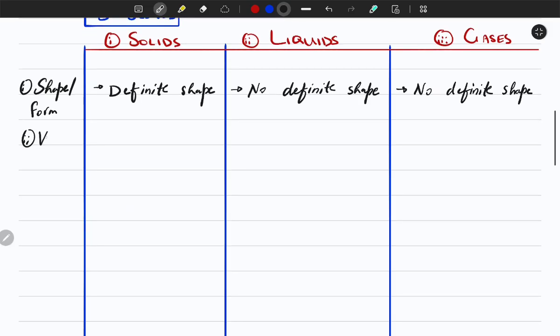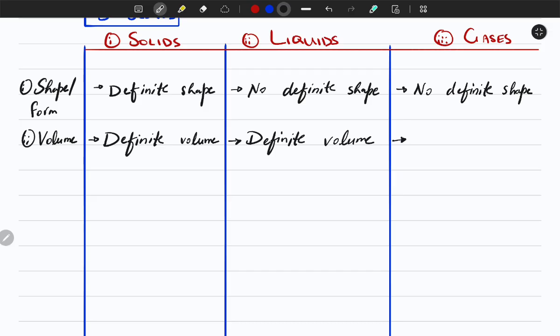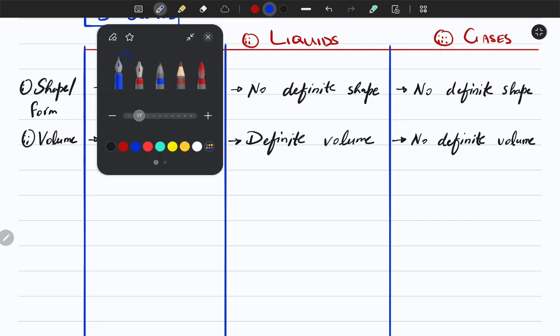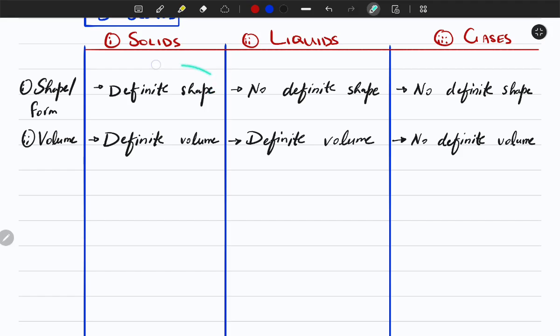Number two, volume. Solids always have a definite volume. Liquids also have a definite volume, but gases do not have a definite volume. Why? Because if you put pressure on them, their volume can change easily. So anything that has a definite shape and volume is a solid. Anything that doesn't have a definite shape but has a defined volume is a liquid. And any substance without a shape and a defined volume is a gas.